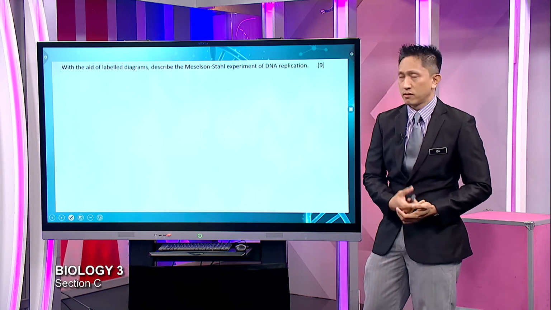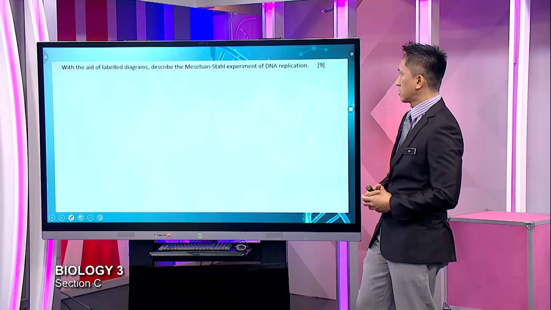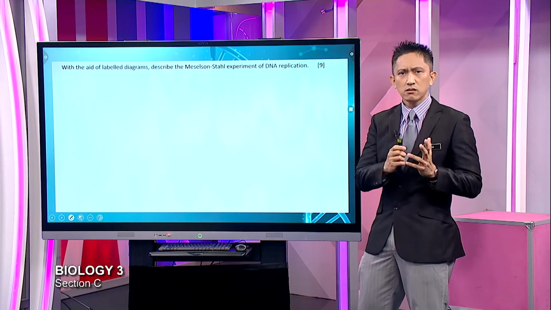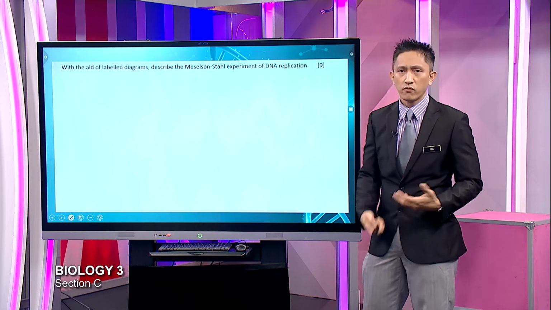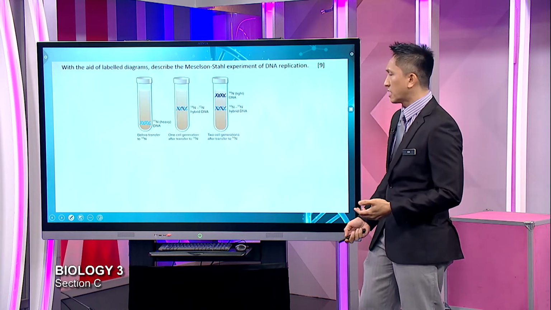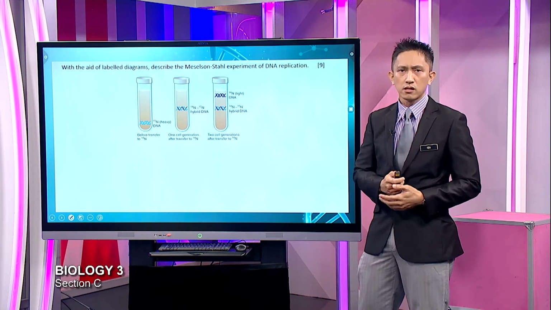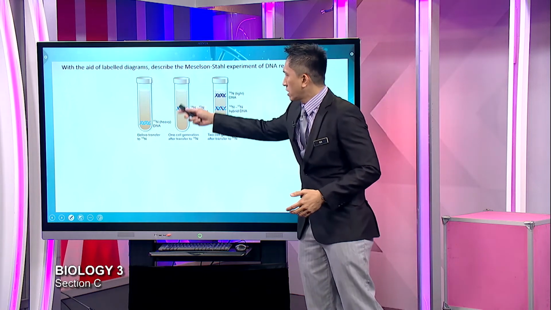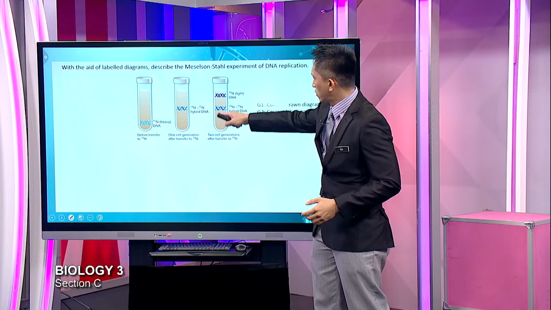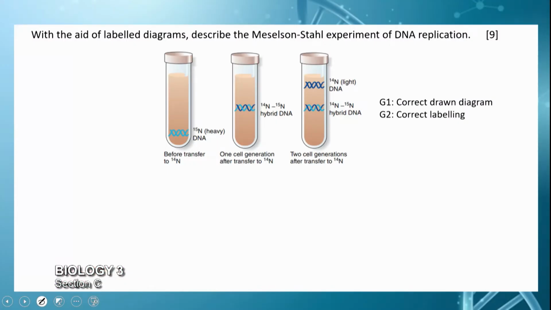Okay, now next question. With the aid of a labelled diagram, describe the Meselson and Stahl experiment. Calon kena lukis gambar aja, because the question says with the aid of a diagram. Dan selalunya kalau soalan yang macam ini ada markah diperuntukkan untuk gambar aja yang dilukis. So ini gambar aja yang calon kena lukis. Lukis test tube tu dengan betul dan labelkan test tube tu. Okay, ini ialah sebelum transfer to 14N, nitrogen 14. Dan ini one cell generation, dan ini pula two cell generations after the transfer to 14N.